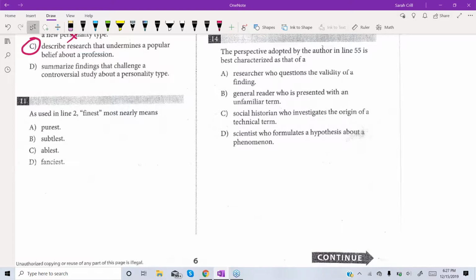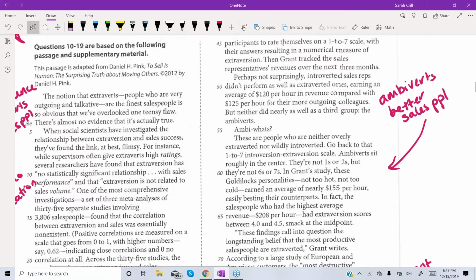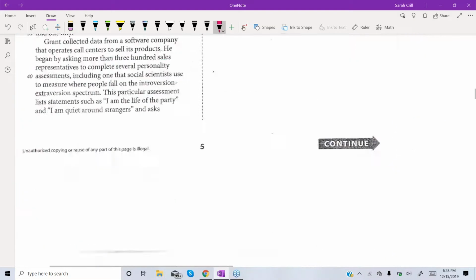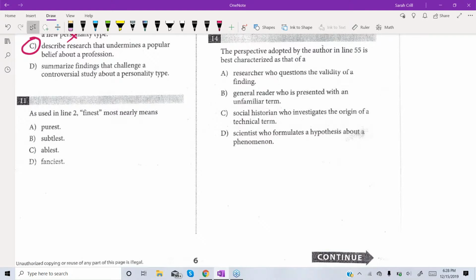11 says, as used in line 2, finest most nearly means what? So let's go to line 2. On line 2, they say, so you might want to read the whole sentence here. The notion that extroverts, people who are very outgoing and talkative, are the finest salespeople. So finest salespeople. Let's plug in those answer choices. Can they be the purest salespeople, the subtlest salespeople, which means overly nice or not very noticeable? Can they be ableist salespeople or fanciest salespeople?